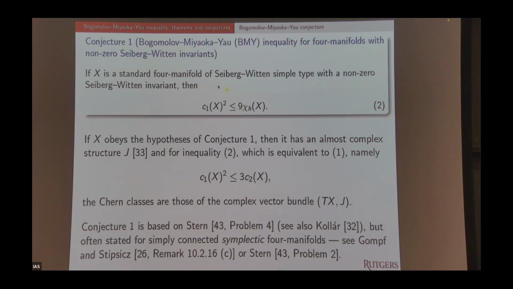Now, I've written this inequality in the way that topologists usually like to write the BMY inequality, but it's the same inequality. It's just written in the way that topologists prefer to write it. And this conjecture is a generalization of ones that are stated for symplectic four manifolds, to go back to Ron Stern. Gompf and Stipsicz have a version of it as well in their book on four manifolds. I think Janos Kollár may have a version of it too, in a paper he wrote some years ago about generalizations of the BMY inequality.